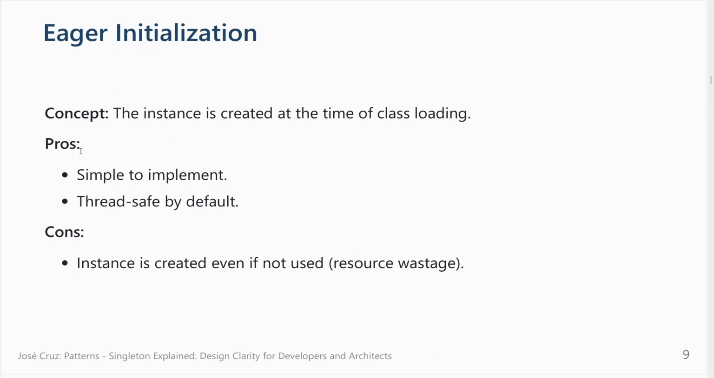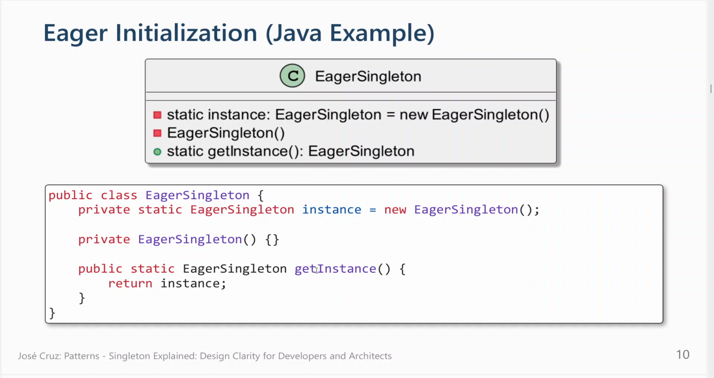The advantage is it's simple to implement. It's thread safe by default, because when you load the class, the instance is already there. The instance is created even if it's not used. Of course, if it's just a low resource, it's no problem. But if we are talking about cache and things like that, maybe we don't want an eager initialization. Let's see how it works.